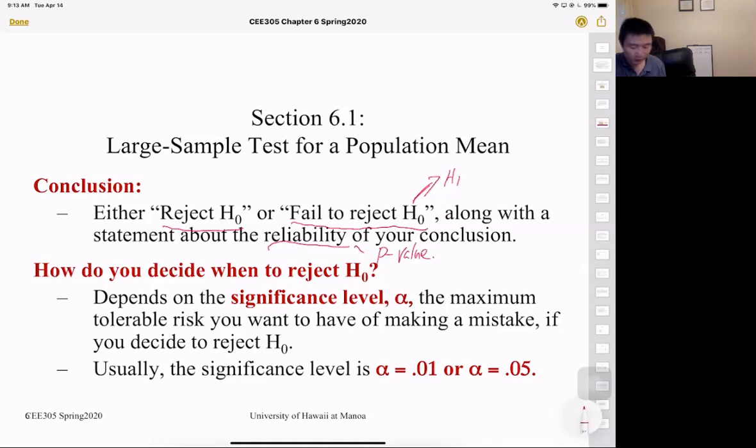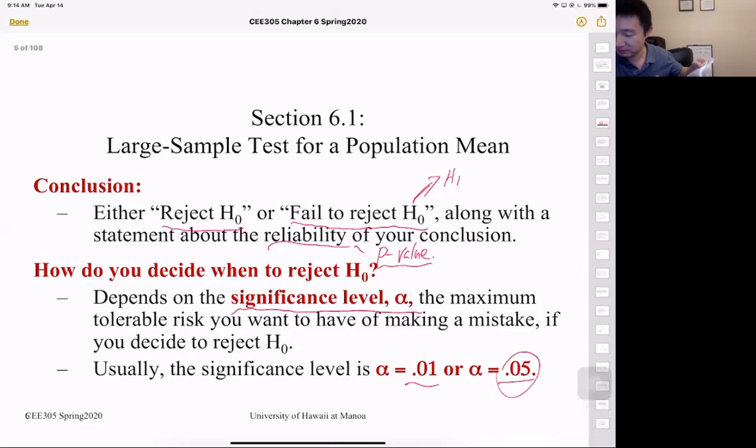So how do we decide when to reject H0? This is by comparing the p-value with a so-called significance level, alpha. The alpha is the maximum tolerable risk we want to have of making a mistake. A typical value for alpha is 1% or 5%. Most likely the question will tell us the alpha, but sometimes the alpha is not mentioned in the question. In that case, we're going to use 5%.